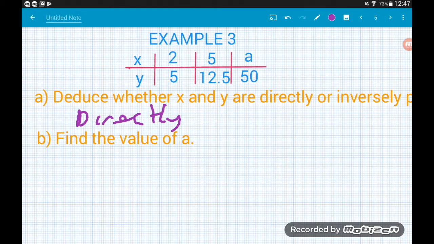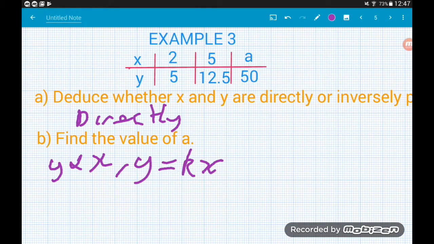Okay, so now we need to find the value of A. So what we know is that when x is equal to A, y is equal to 50. So what we need to do here is the same game that we played in the last few examples. We need to find our exact relationship between x and y. So we've deduced that they're directly proportional, so we could say that y is directly proportional to x. Then in terms of their equation, y is equal to k times x, like that.